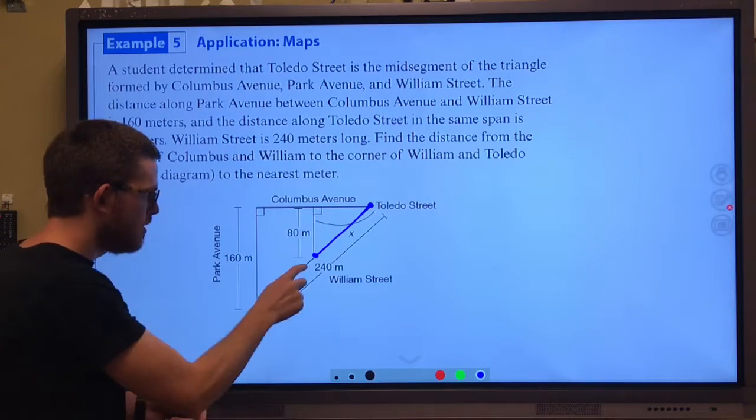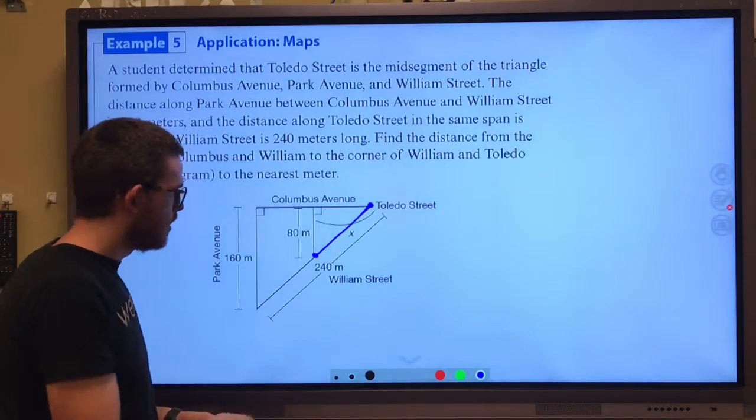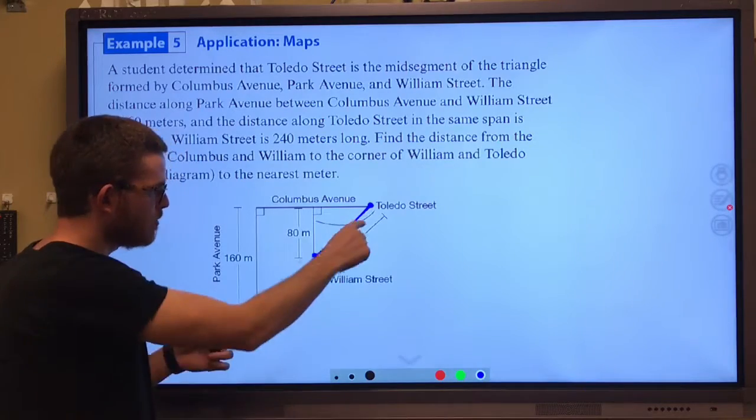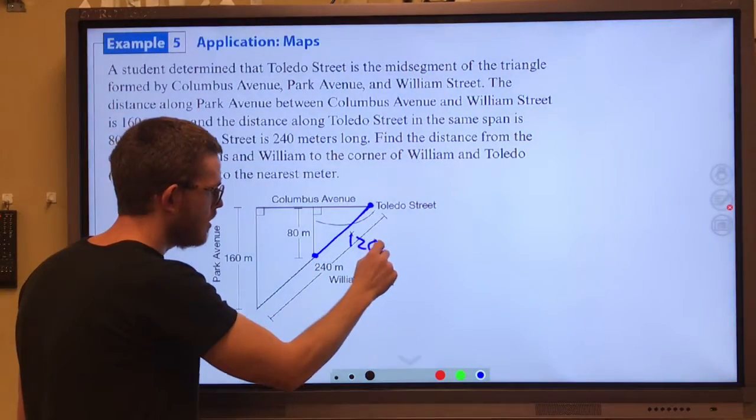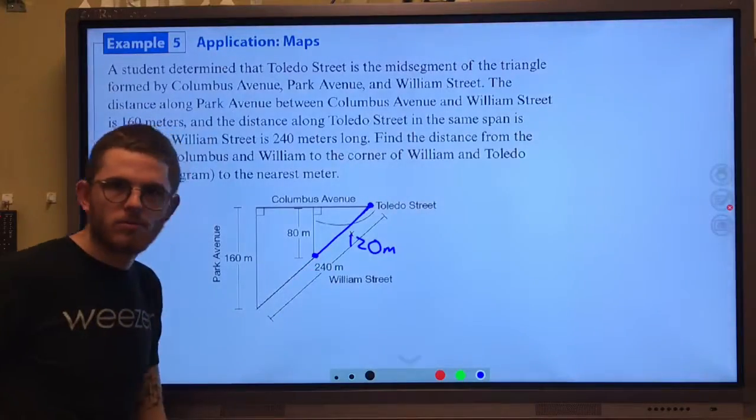Yeah, I mean, we know that this is a midsegment, and so that must be a midpoint. 1/2 of 240 must be 120 meters. I mean, what are we doing here?